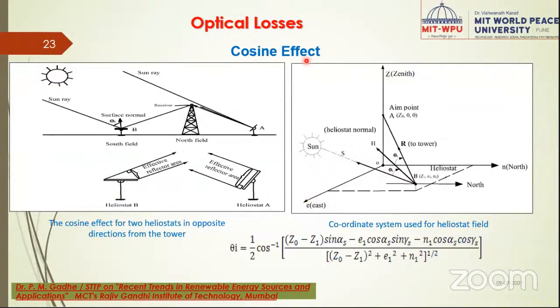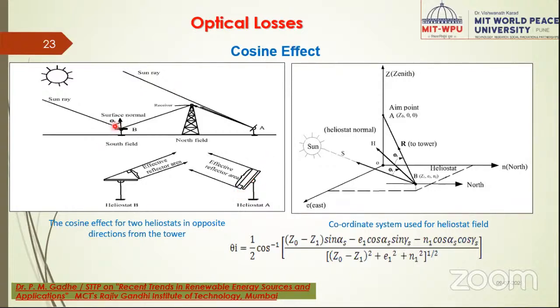Then the optical losses are the cosine loss, or cosine effect. The cosine effect is that whenever the solar radiation falls on the mirror and gets reflected onto the receiver, if the solar rays and the normal of the mirror are in line, then the effective reflected area is the same as the effective area of the mirror. So all the intensity will get reflected. But if the angle between the normal to the mirror and the incident sun ray increases, the effective reflected area will be reduced. You can see that on the left hand side, in figure B, the effective reflected area is less. And here on the A side, the effective reflected area is the same as the mirror.